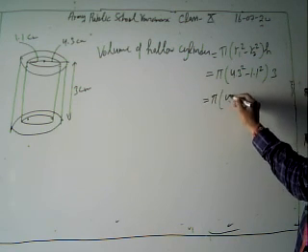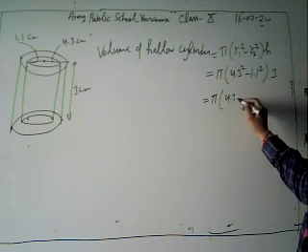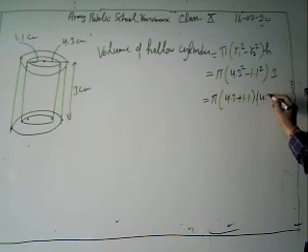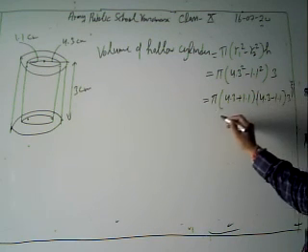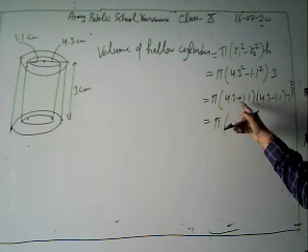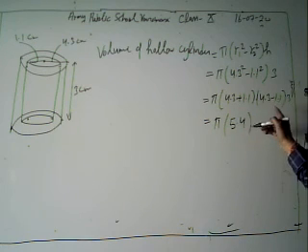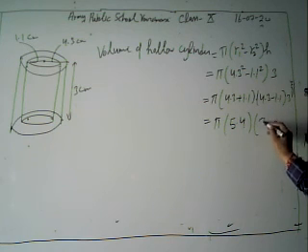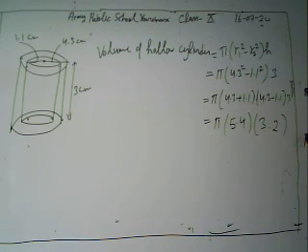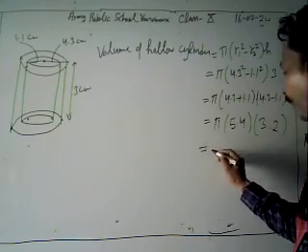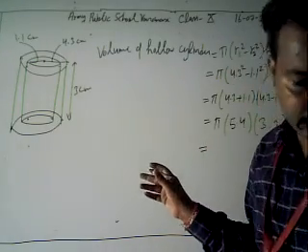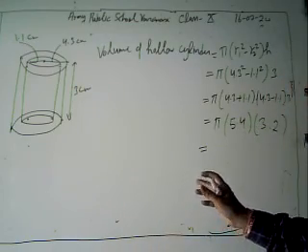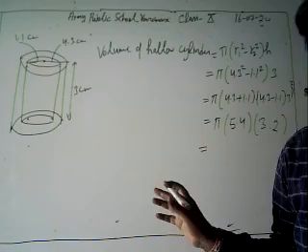Then pi, a square minus b square, 4.3 plus 1.1 and 4.3 minus 1.1. Then pi into 5.4 into 3.2. Now look, we are going to find the volume of this hollow cylinder. What do we get here? It's 5.4 into 3.2 and the value of pi.